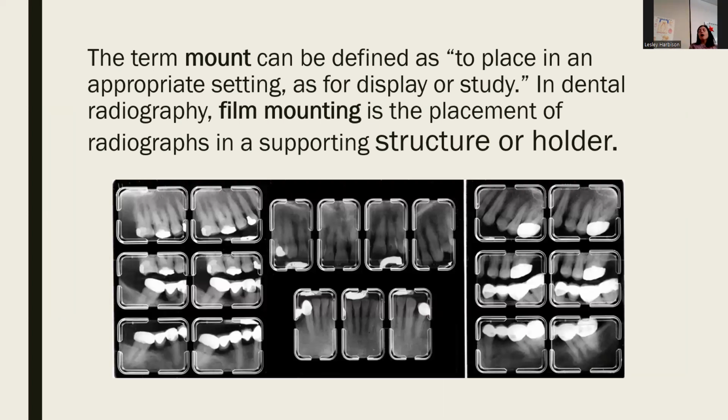Okay, so this is an example of an FMX, but it has one more film than what we do. So this has sort of centering 8 and centering 9. We just center 8 and 9. So this is a little different than ours. But the term mount can be defined as to place in an appropriate setting or for display of study in dental radiograph. Film mounting, we're mounting.